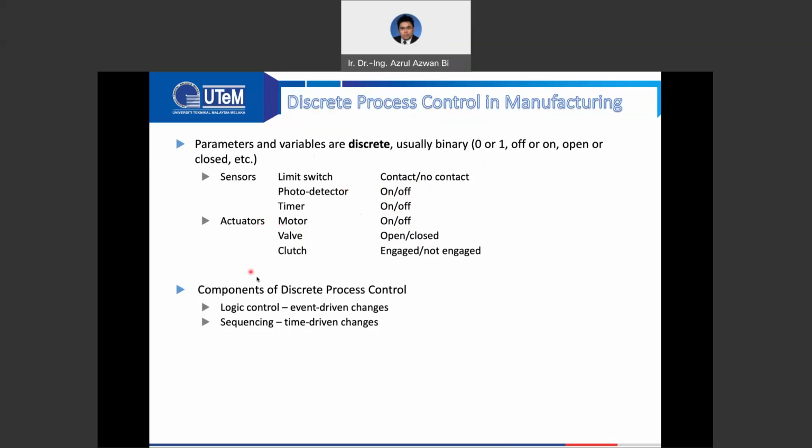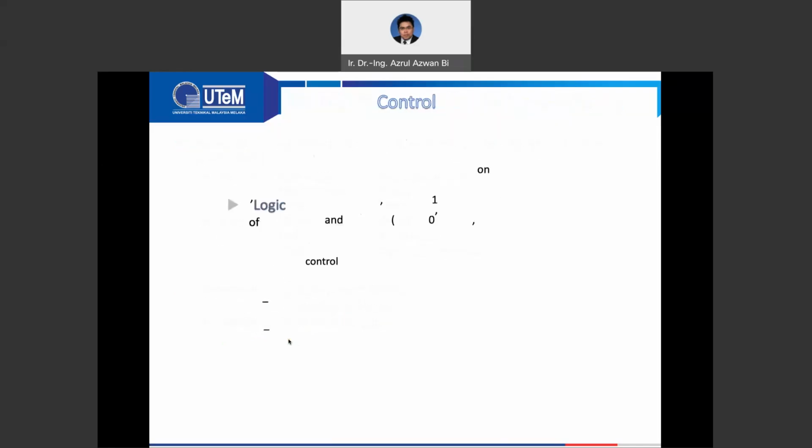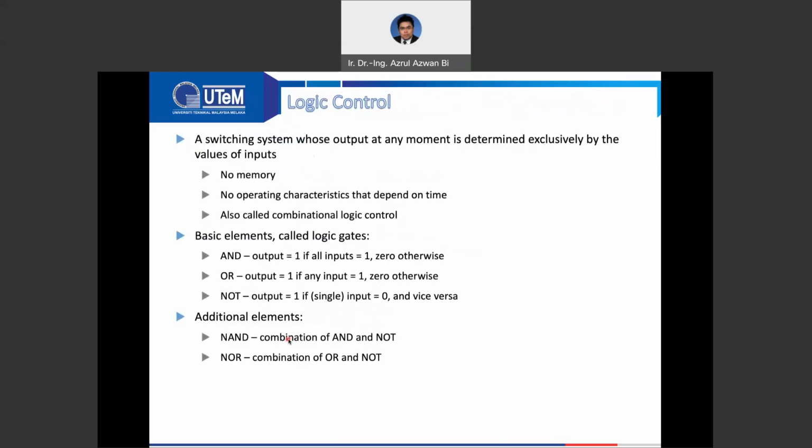So the discrete process control consists of two components. The first one is logic control, which is based on event-driven changes. The next one is sequencing, time-driven changes. We're going to take a look at each of these components. Okay. So first we take a look at the logic control.